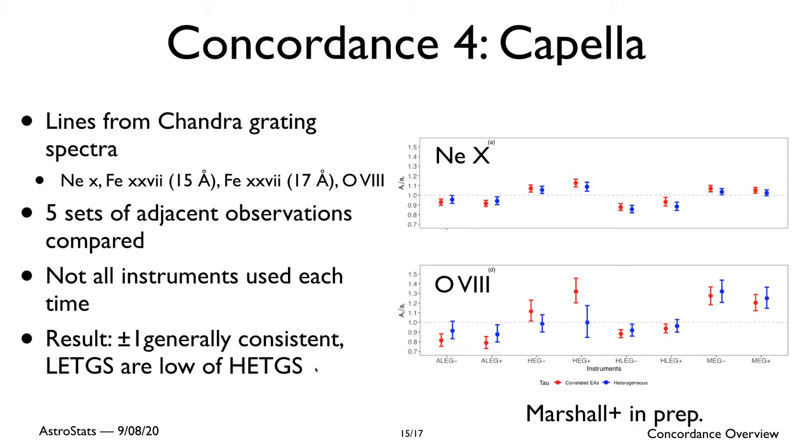Herman, just to clarify, I think the red and blue are, as before, correlated versus heterogeneous. The plus and minus are actually in the labels underneath. Oh, yeah, right. Sorry. You can see ACES LETG minus, ACES LETG plus. That's why you get eight different combinations: two different gratings, two different detectors, and two different orders. That's why there are eight data sets. Right.